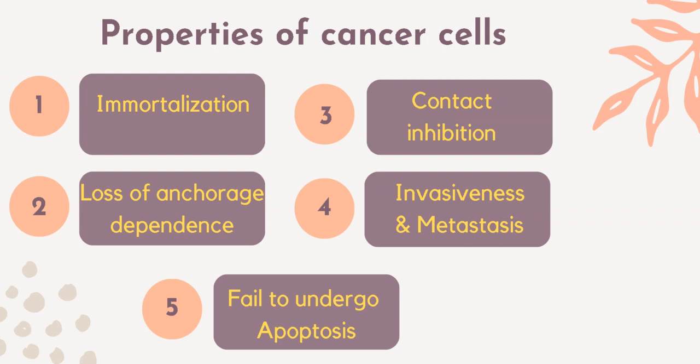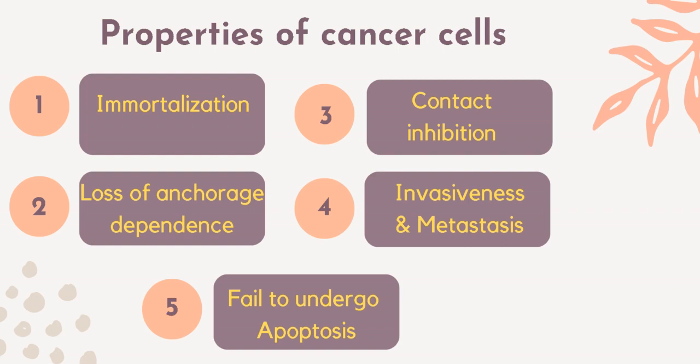Third, contact inhibition. Normal cells migrate across the surface of a culture dish until they make contact with a neighboring cell. But cancer cells, in contrast, continue moving after contact with their neighboring cells, migrating over adjacent cells and growing in disordered multi-layered patterns. Fourth, invasiveness and metastasis. One of the most important characteristics of cancer cells is their invasiveness and metastasis. Invasiveness refers to the ability of tumor cells to invade neighboring tissues. In contrast, metastasis describes the ability of cancer cells to migrate to a new location and proliferate to produce a secondary tumor.